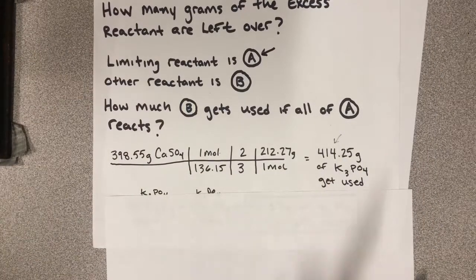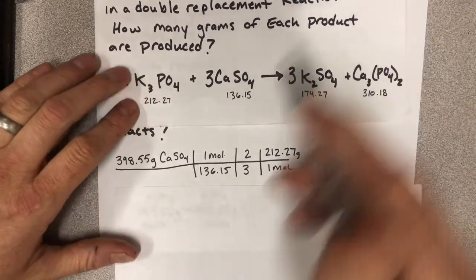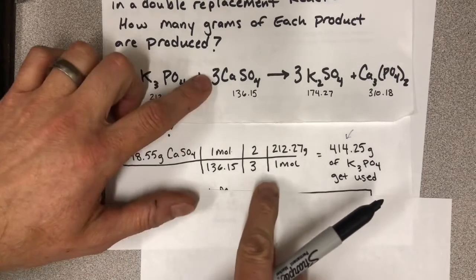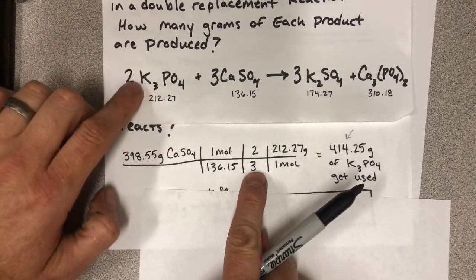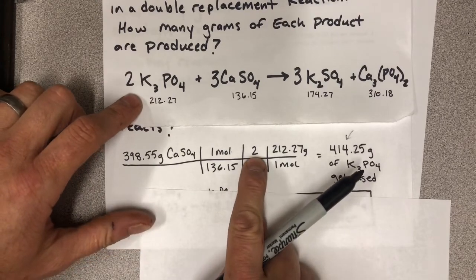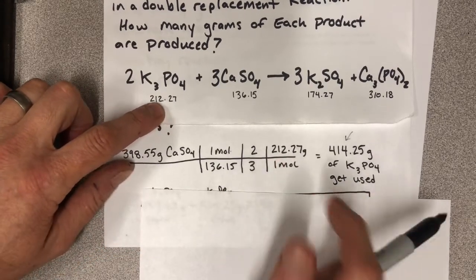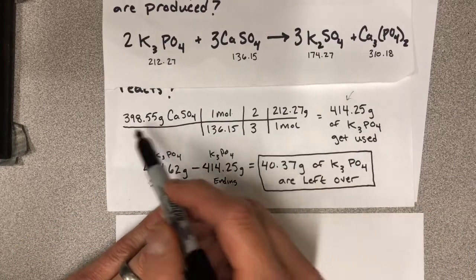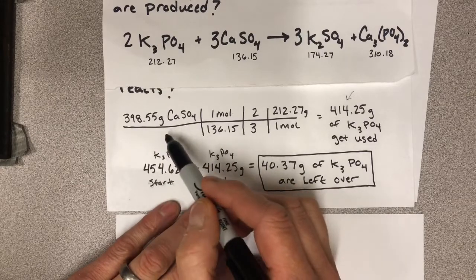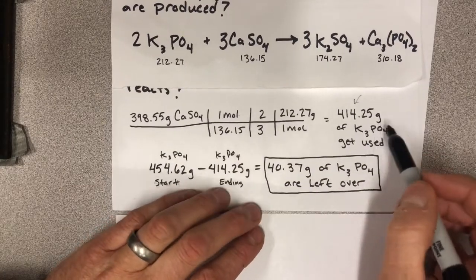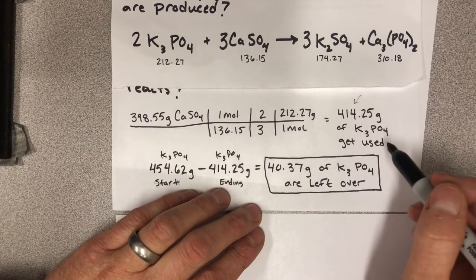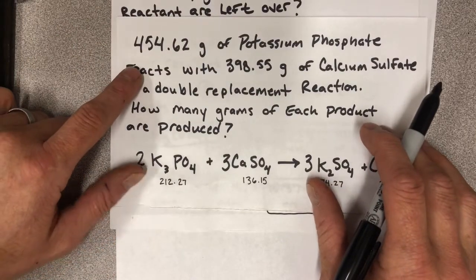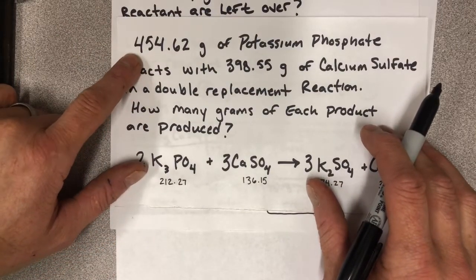So we'll go back to our starting amounts of stuff here. So here's our limiting reactant again. It's coefficient here of 3. This time though, we're comparing it to potassium phosphate, and its molar mass is here. And so what we're basically saying here is that if you reacted all of your calcium sulfate limiting reactant, 414.25 grams of potassium phosphate get used. And of course, that's less potassium phosphate than we start with. We start with this amount, 454.62.